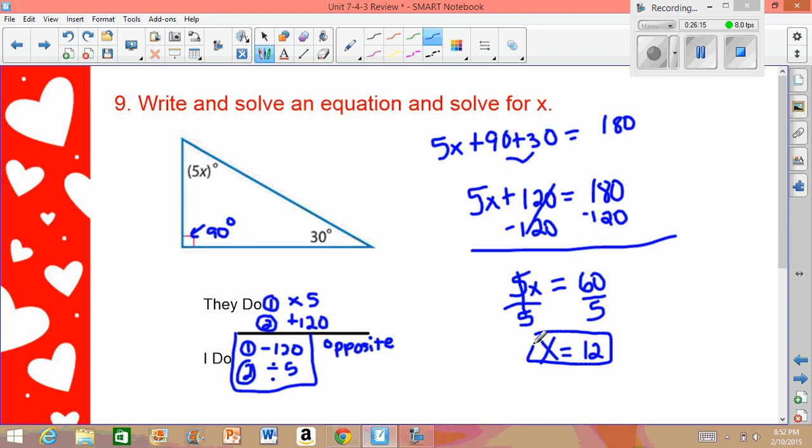So my answer to this problem is x equals 12, and that's what it wanted us to solve for. It wanted us to solve for x. So we don't have anything else that we have to do, just solve for x. So pause here and record your work for this problem.